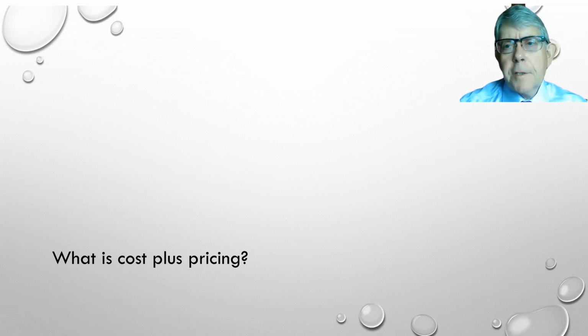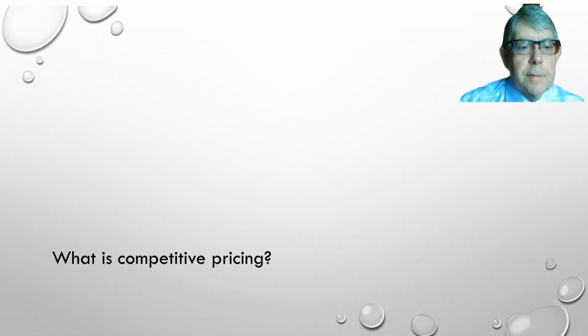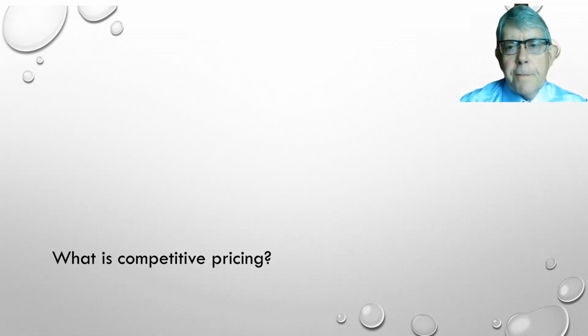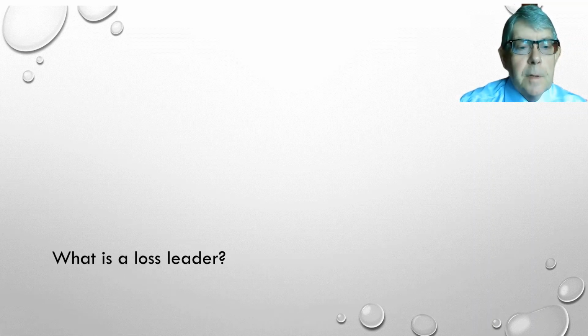What is cost plus pricing? Cost plus pricing is where firms work out the average cost of the product or the unit cost and then add a percentage markup to arrive at the selling price. What is competitive pricing? Competitive pricing is where firms choose a price at or around the same price as competitors.